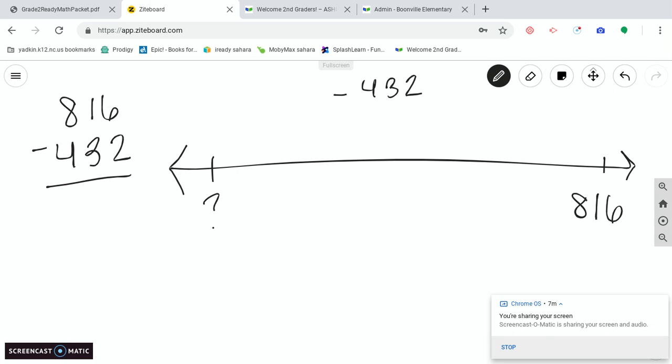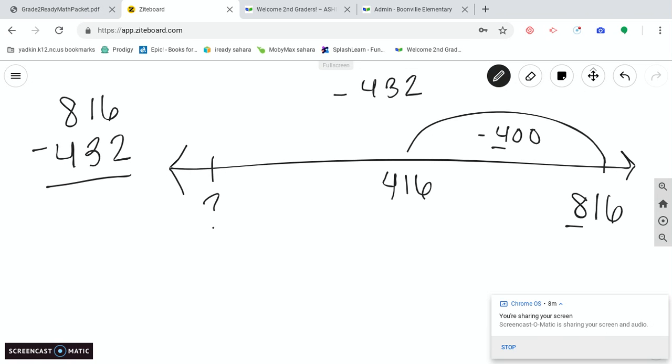Okay, so if I'm at 816, I need to take away 400, I need to take away 30, I need to take away 2, but I don't have to do all that at one time. So let's go back, big jump, let's take away 400. Okay, 816 minus 400. So I'm only looking at the hundreds place. 800s minus 400 is 400s, and everything else stays the same, so we should have 416.